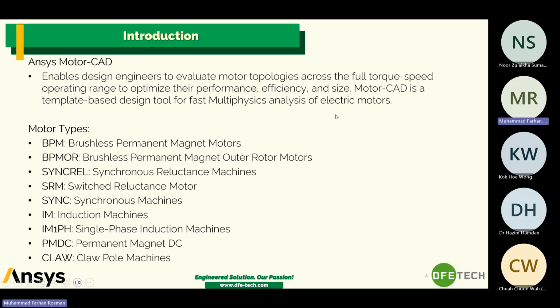And what are the templates available in Motor-CAD? These are all the available motor types: brushless permanent magnet motors, brushless permanent magnet outer rotor motors, synchronous reluctance machines, switched reluctance motors, synchronous machines, induction machines, single phase induction machines, permanent magnet DC, and finally the claw pole machines.